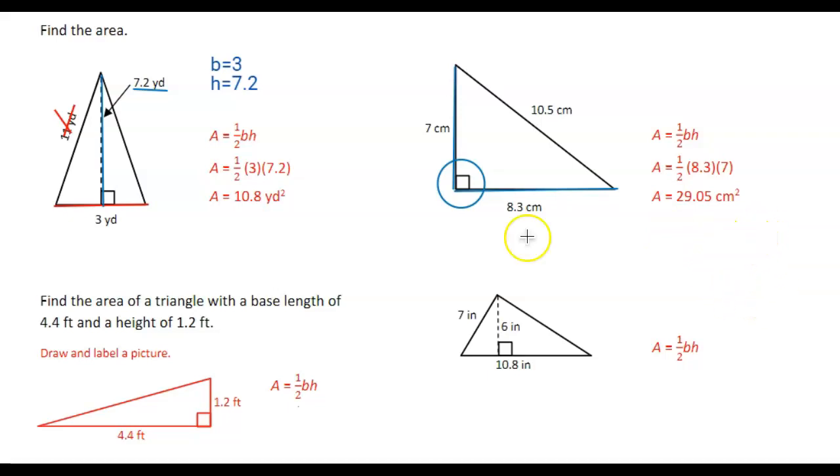Let me know if you have any questions. We're going to sum this up with the bottom. Find the area of a triangular base that has a base length of 4 feet and a height of 1.5. And so please draw a picture and label what it is you're working with. Then you're going to plug that in to your formula and get a simplified area answer of 2 6400ths.